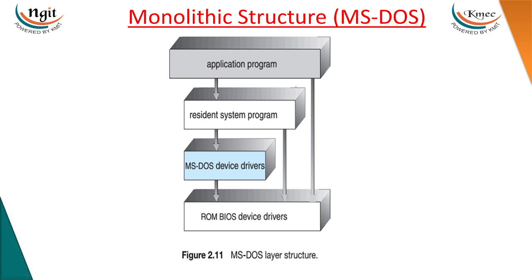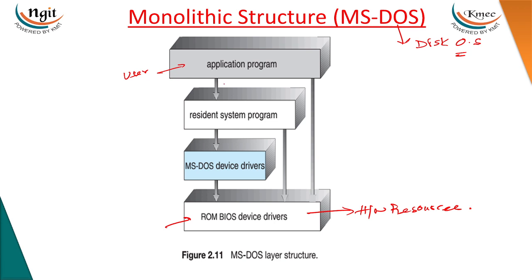But let's see the Microsoft Disk Operating System structure. In Microsoft Disk Operating System, you can see there are four things here: application programs and RAM, BIOS, device drivers. These application programs are used by the user to access the hardware resources. Okay, so let's see the properties of this MS-DOS.